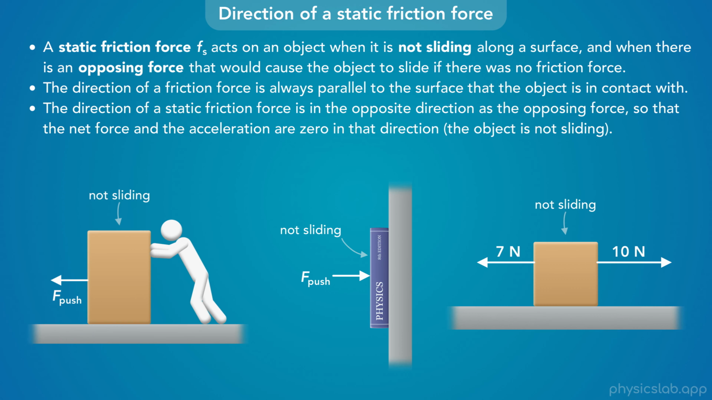Let's look at 3 more examples to make sure we understand this concept. First, a person is pushing a box to the left, but the box is not sliding. Second, someone is pushing a book sideways against a wall, and the book is not sliding. Third, a 7 Newton force and a 10 Newton force are acting on a box, and the box is not sliding. Pause the video and see if you can figure out the direction of the static friction force acting on each object.